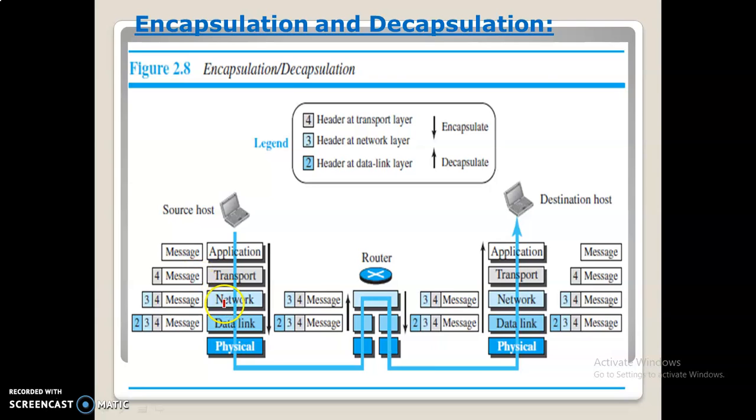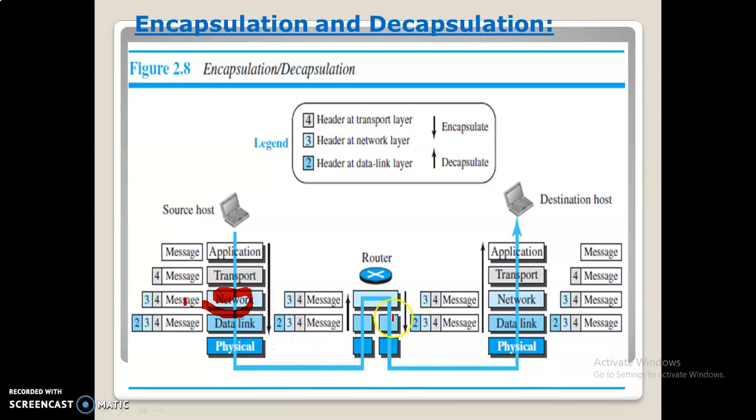Then it reaches the network layer. The network layer also adds its own header, which contains the source address and destination address of the packet. Here the message is called a datagram or packet. Then the datagram reaches the data link layer. Here the message is called a frame. The data link layer adds its own header, which also contains the source address and destination address. What is meant by encapsulation here? Adding the header is called encapsulation.